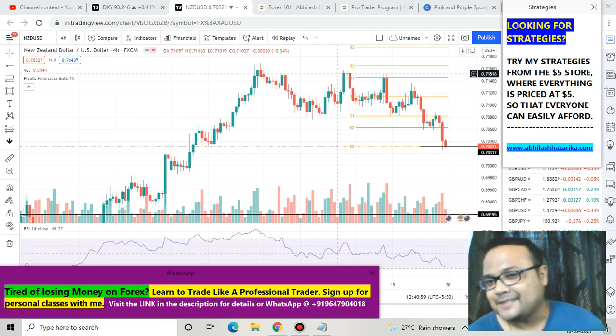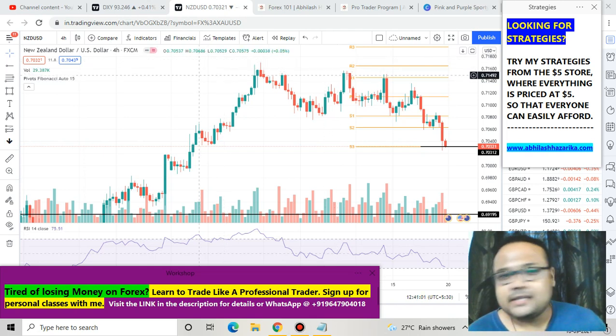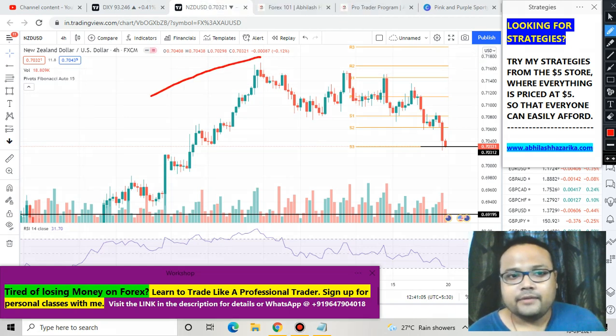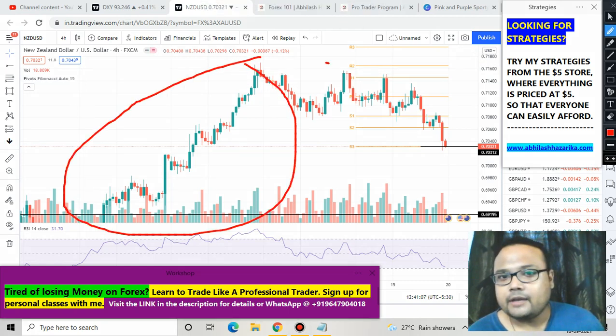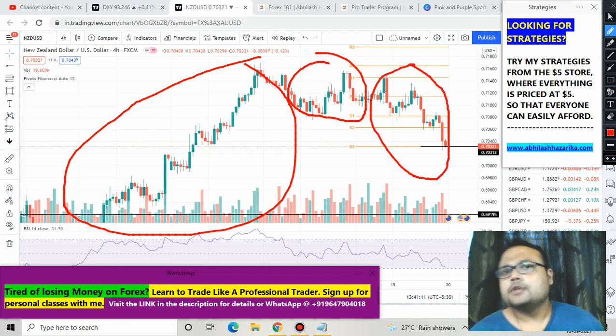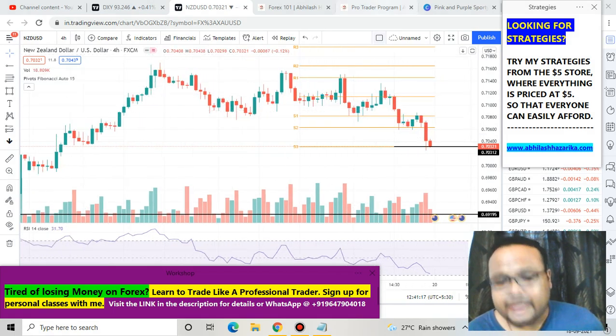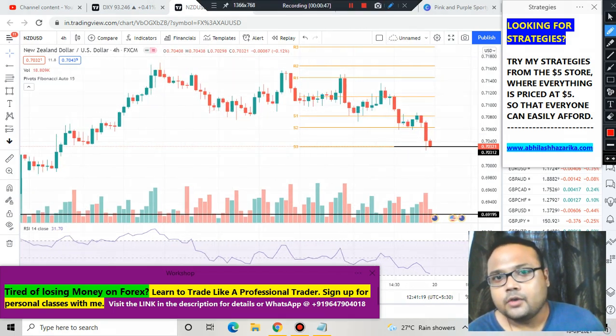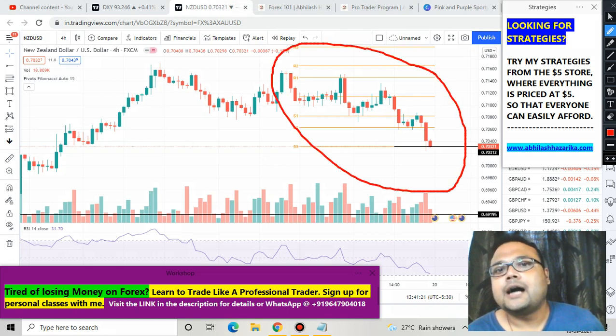So let's get started. This is the chart of NZDUSD in front of us right now, and we can clearly see that previously the market was in a huge uptrend. After that the market went sideways, and right now the market is going down. So what is the present trend of the market here? The present trend of the New Zealand dollar US dollar is definitely a downtrend, which means that the number of sellers is higher in comparison to the number of buyers.